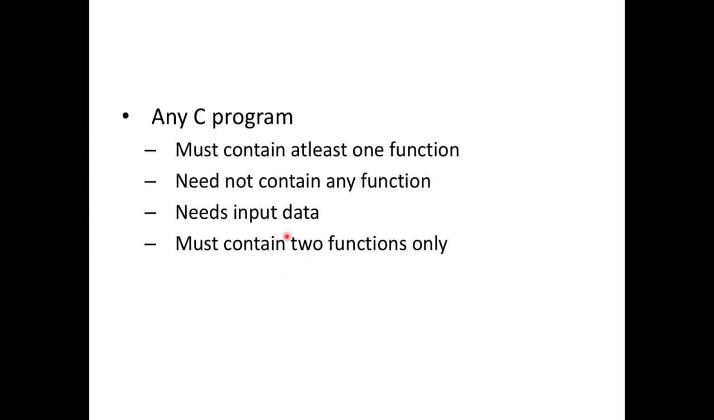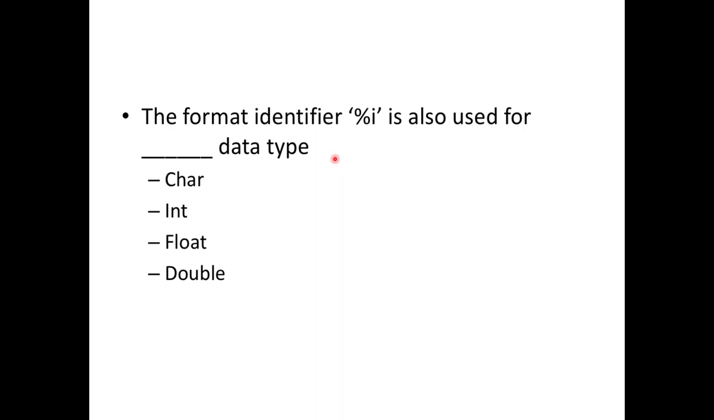And if you want more detail, if you want another function, you can include it in your C program, and that is called a user defined function. So more than one function can be included, but when you are writing a C program, there should be at least one main function. One function is required. Alright, so let us move to the next question.